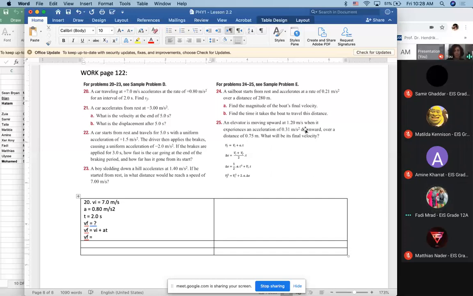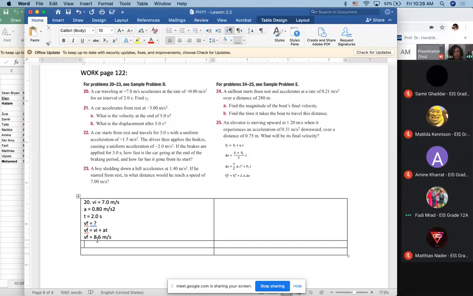Do you get the same answer? Which will be equal to 7 plus... The answer will be 8.6 meters per second. Thank you so much. Checking the sig figs, 2 sig figs, awesome.